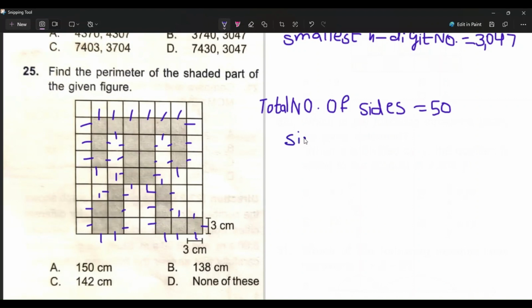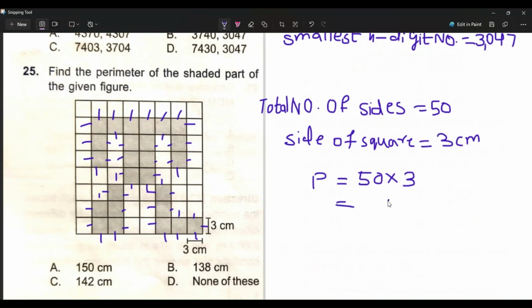So side of a square is equal to 3 centimeters. So perimeter is equal to total number of sides into side of a square. So 50 into 3 is equal to 3 into 0, 0. 3 into 5 is 15. So 150 centimeters is the answer. So option A is the right answer, children.